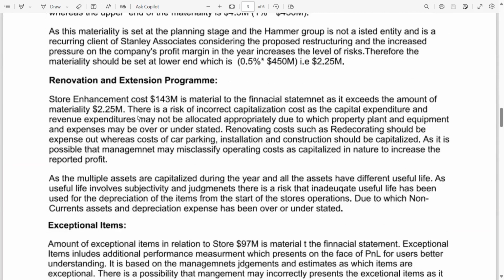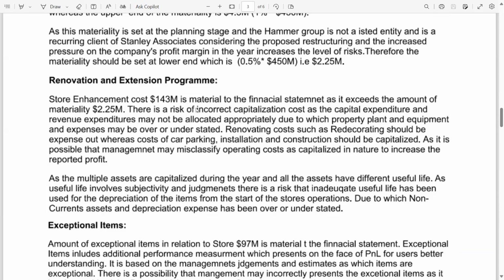Renovation and extension program. Store enhancement cost 143 million is material to the financial statements as it exceeds the amount of materiality, 2.25 million. There is a risk of incorrect capitalization of cost, as capital expenditure and revenue expenditures may not be allocated appropriately, due to which property, plant and equipment (PPE) and expenses may be over or understated.